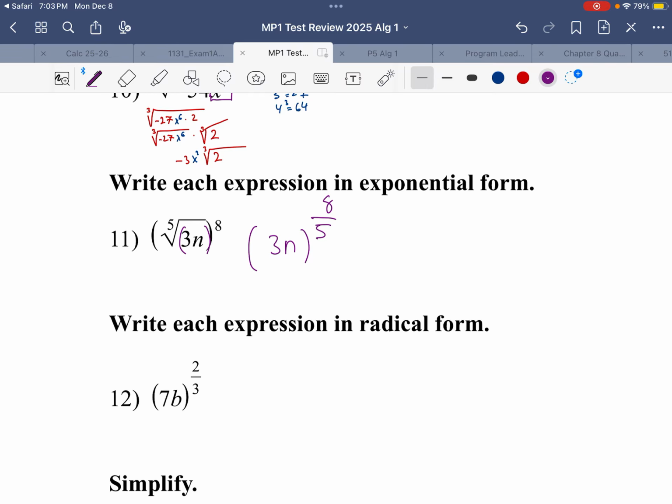All right, for number 12, we're going to be going in the opposite direction. Like if I have x to the a over b, I can write this as the radical with the index of b. Either that radical raised to a or x to the a inside the index of b. I prefer this one, personally, because I think it's easier to not mess up the notation.